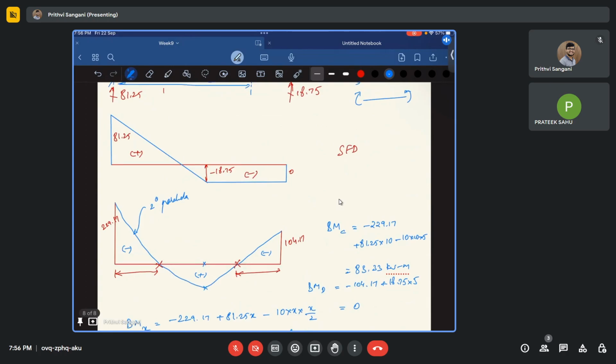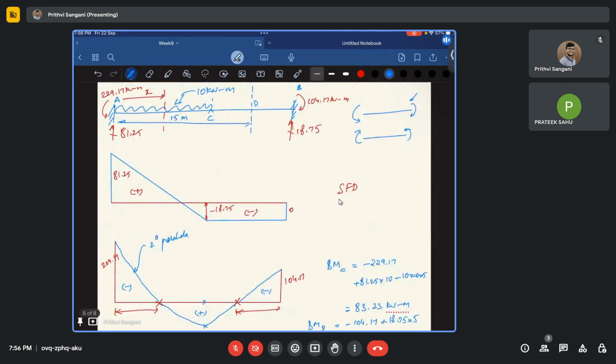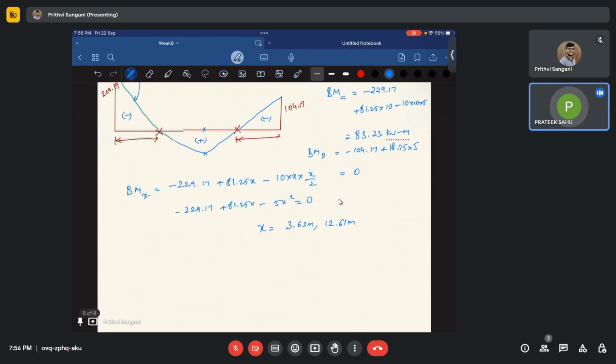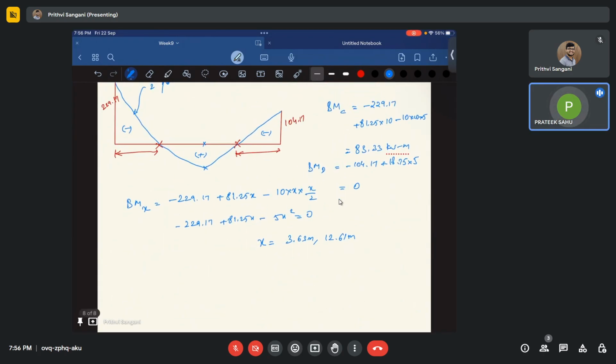So if it is 12.61, right? So 12.61 cannot be the answer. Can you tell me why? Sir, because here is positive bending moment, we can say in the diagram. Yes.